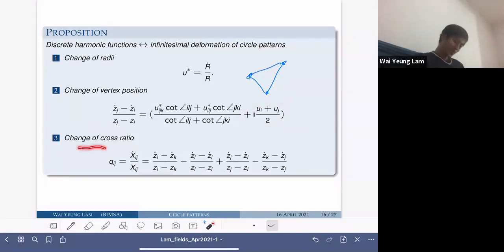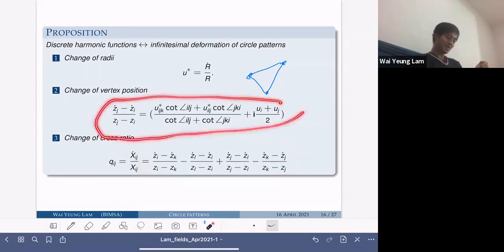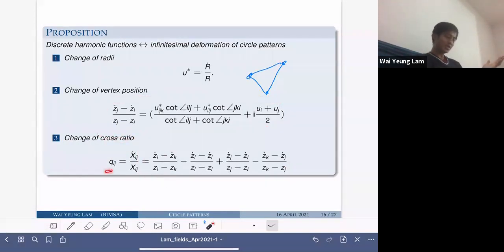And then you can also parameterize this one by the change of the cross ratio. So you have this x dot divided by x. As I said, this is q. And then the cross ratio of x, you have this multiple of c_j minus c_i and so on. And then if you take the log and then take the derivative, you will just get this expression. Now if you substitute this formula into this one, then you can express this q_ij just in terms of this u star and u. So this is how they're related. If you are interested, you can just work out the formula, but we are not going to use it. Okay, so these are the relations: this harmonic function and this deformation of circle patterns.